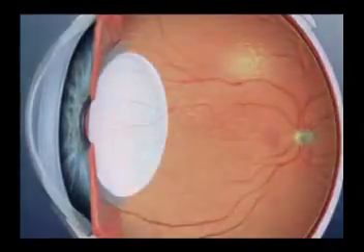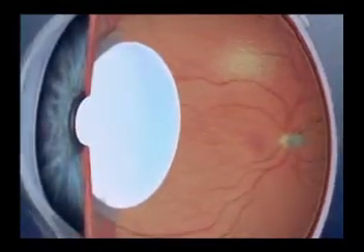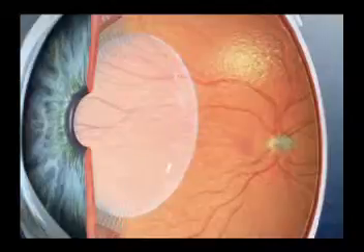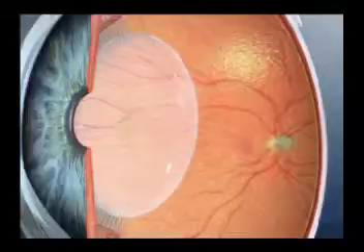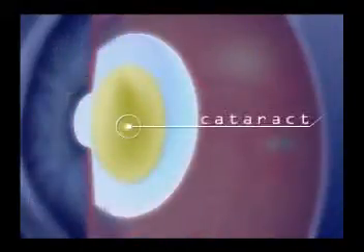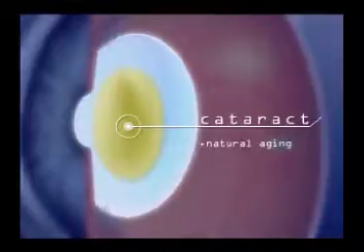The natural crystalline lens of the eye is made mostly of water and protein. For most of us, sometime in our 60s, 70s, or 80s, some of this protein will clump together, causing the natural lens inside the eye to become discolored and clouded. This clouding of the natural lens is called a cataract and is usually a natural part of aging, but can also be hereditary or caused by disease or injury.